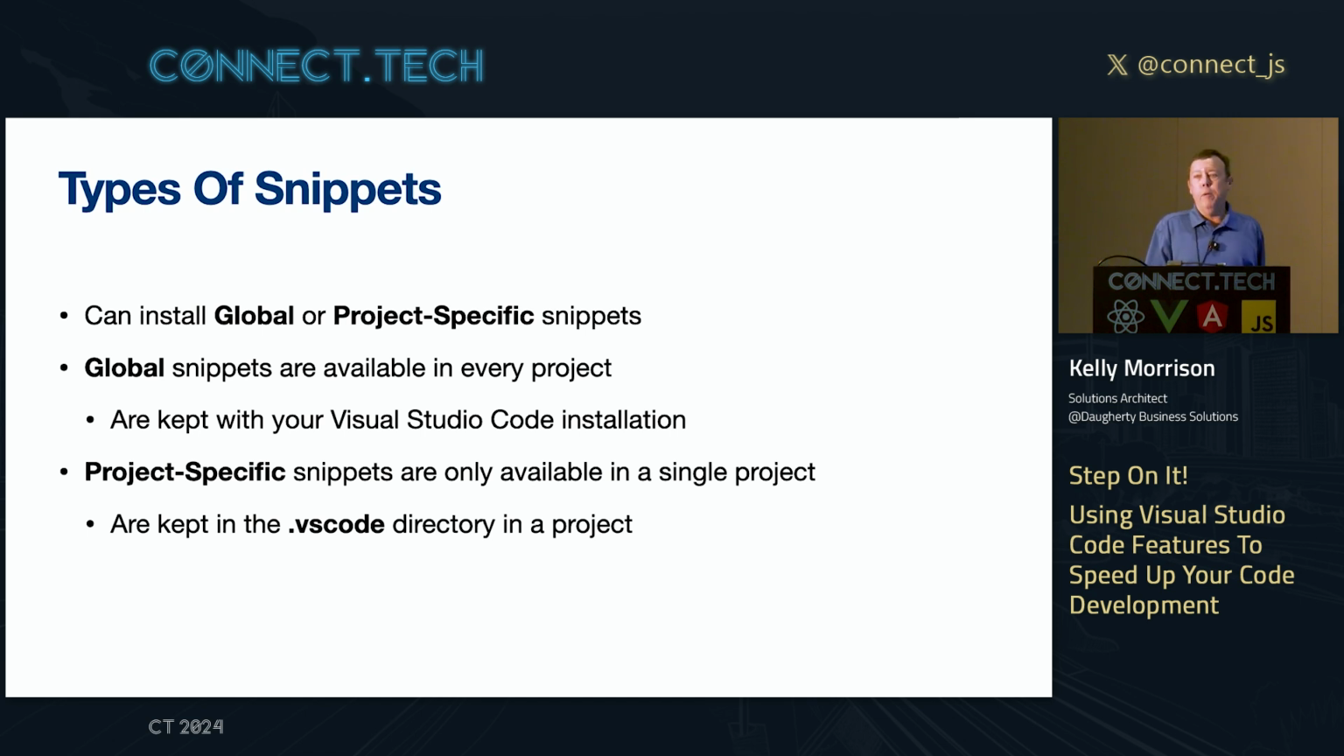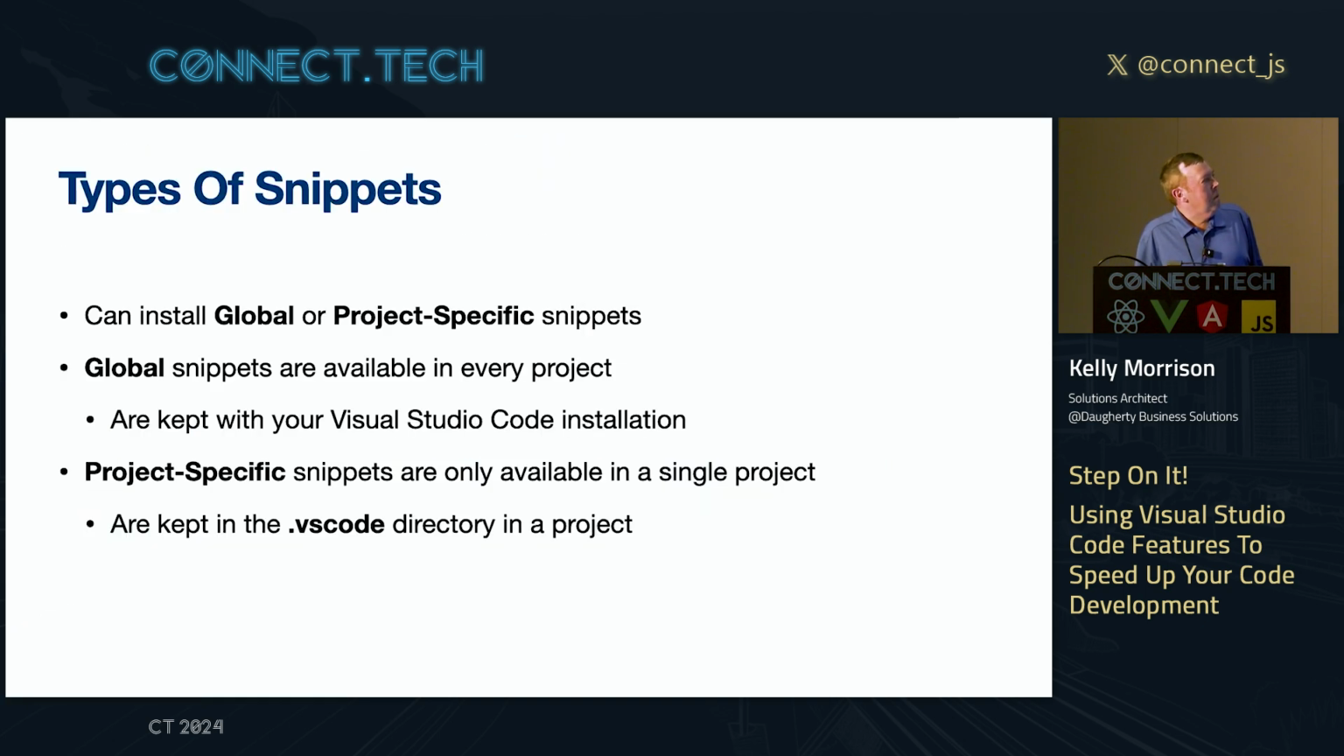Global ones are available in every project you do. You start up a new project, you still have the global snippets available. And they're actually kept with your Visual Studio Code installation. I actually had to go digging around on the Mac to figure out where they put those. Project-specific snippets are kept in your project, and they keep them in the .vscode directory. So it creates these JSON files in there that have your snippets. So it depends on if you want to use it for all your projects, go with global. If you want to use it for just one particular project, go with project specific.